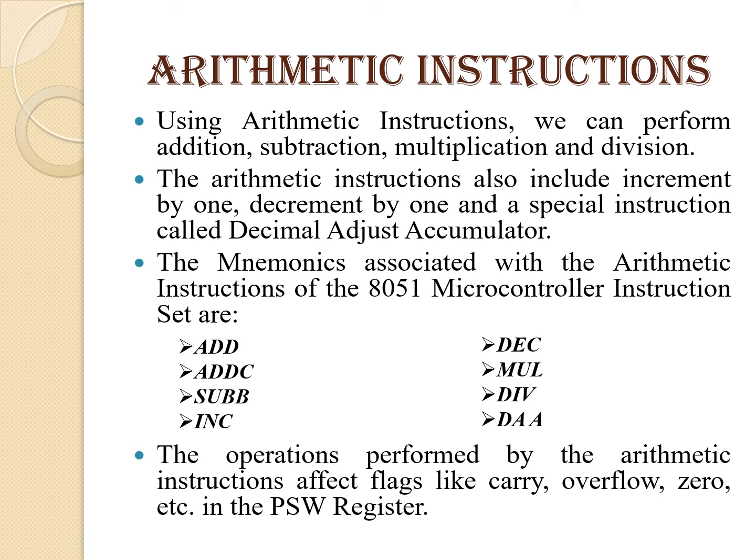Using arithmetic instructions, we can perform, as we have discussed, addition, subtraction, multiplication, division. The arithmetic instructions also include increment by 1, decrement by 1 and a special instruction called decimal adjust accumulator. The mnemonics associated with the arithmetic instructions of the 8051 microcontroller instruction set are ADDC, that is add with carry, SUBB, subtract with borrow, INC, that is increment, DEC, decrement, MUL, multiply, DIV, divide, and DAA, decimal adjust accumulator.